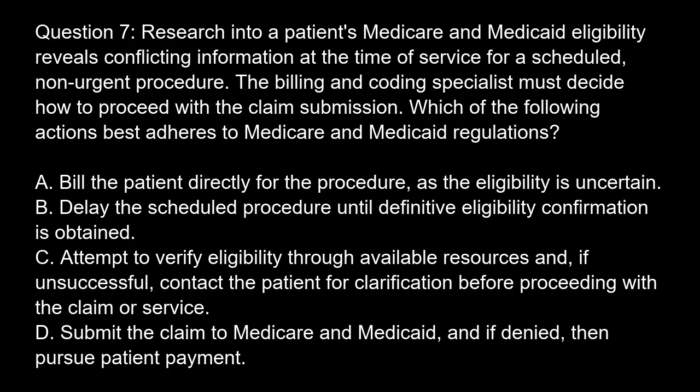Option A. Bill the patient directly for the procedure, as the eligibility is uncertain. Option B. Delay the scheduled procedure until definitive eligibility confirmation is obtained. Option C. Attempt to verify eligibility through available resources, and if unsuccessful, contact the patient for clarification before proceeding with the claim or service. Option D. Submit the claim to Medicare and Medicaid, and if denied, then pursue patient payment.